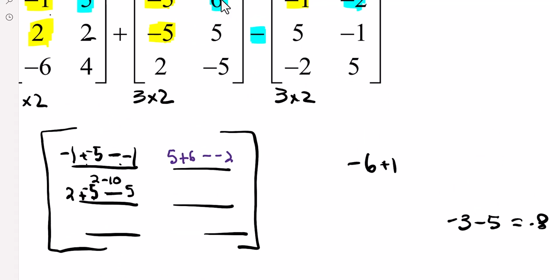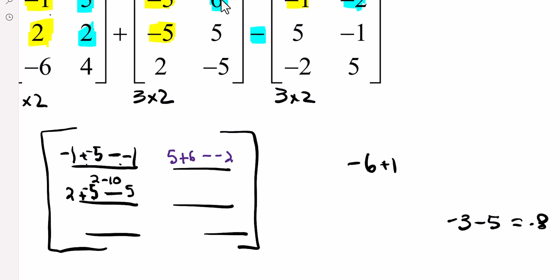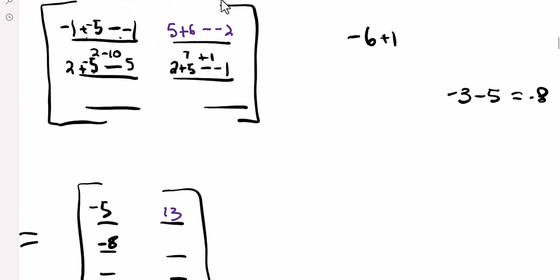Now we have, not that. 2 plus 5, so that's 7. 7 subtract -1, so we have 2 plus 5, that's 7. Subtract -1, well, that's plus 1. So now we have positive 8 right here. And I'm going to erase this part right there.